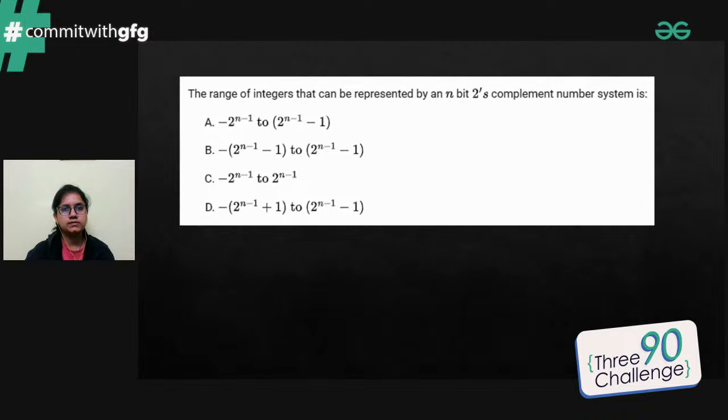Okay, let's move on to the next. This is a very easy question. Just tell me the answer in the chat box. Option A. Yes, correct. Option A is correct. So please remember the ranges for sign magnitude, unsigned integer, 1's complement, and 2's complement. The ranges should be clear, because such types of questions can come for 1 mark directly.